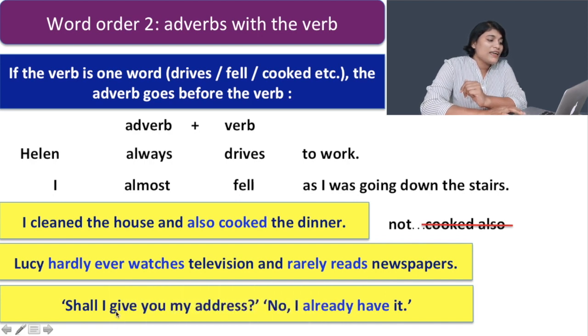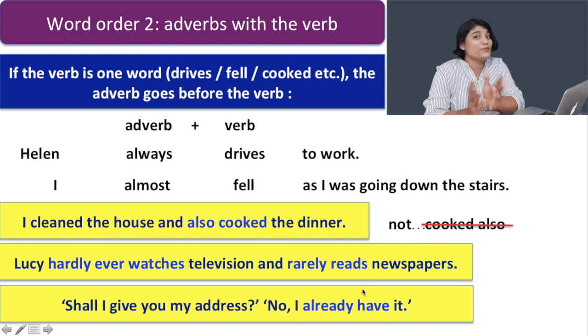Here, shall I give you my address? No, I already have it. Here you find have is a verb, and here you have to put the adverb. As it is a single verb, you have to put the adverb just before the verb.